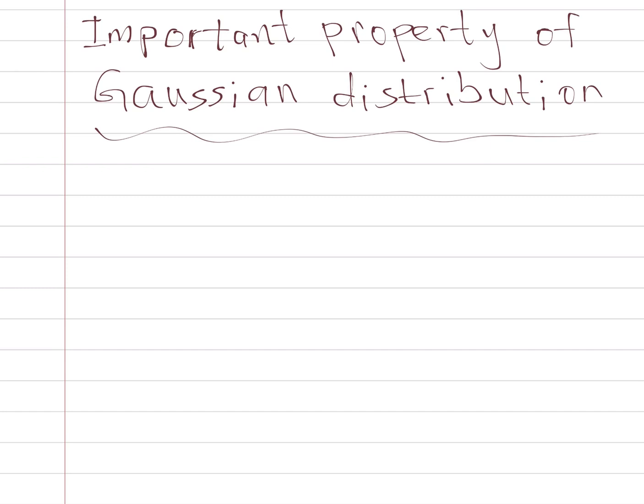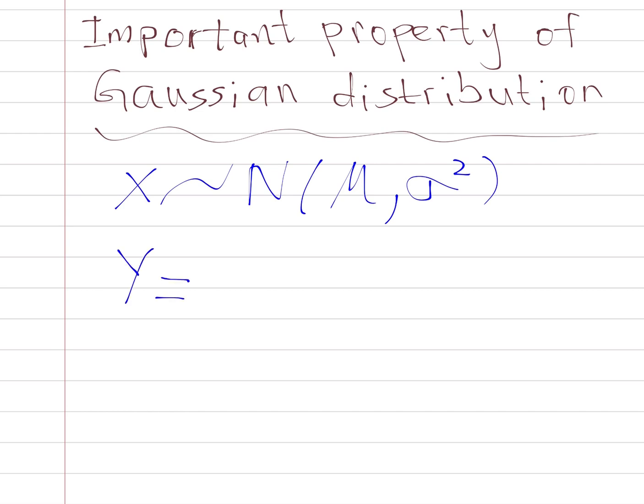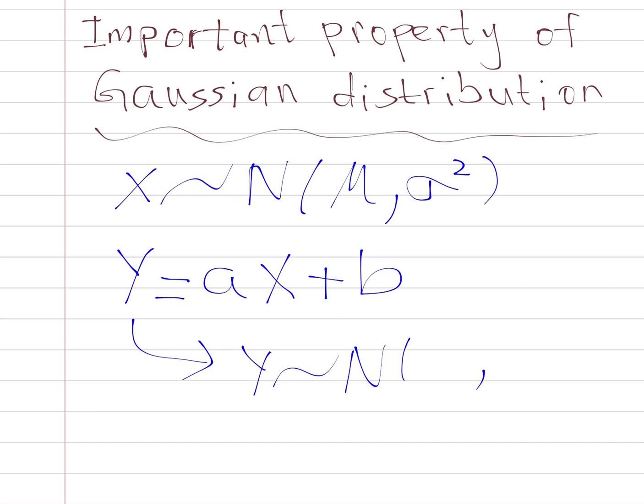Briefly, we can say if x follows a normal distribution with mean mu and variance sigma squared, and we define y equal to ax plus b, then y is also normally distributed with some mean and some variance.